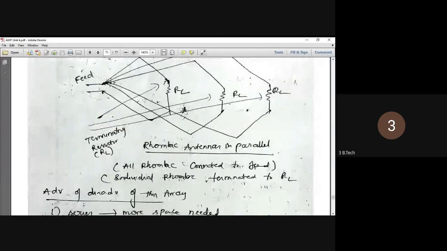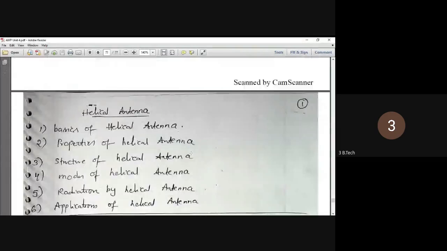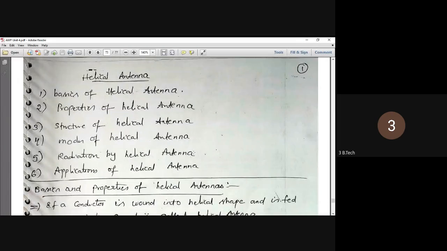Now we will be going for helical antenna. Yesterday we have seen. Is the screen visible? Is the audio clear? Yes, sir. Okay. So helical antenna.